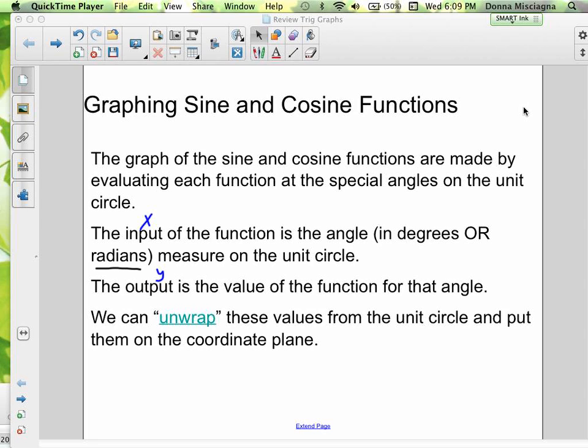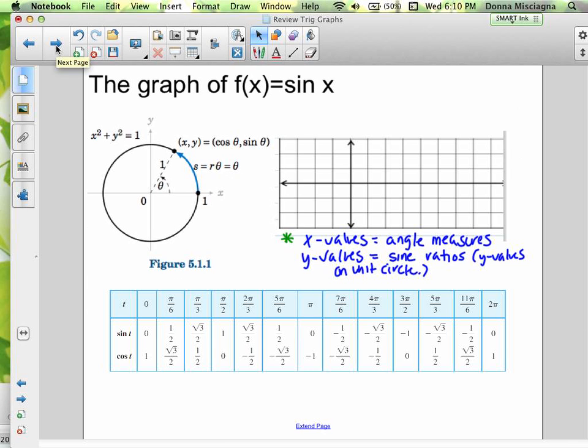The input of the function, the x values, are the angles, and we're going to work only in radians, right, as we're going around the circle. The output is the value of the function for that angle. We can unwrap these values from the unit circle and place them on the coordinate plane. And that's what we're going to do. Let's start off with the easy values, and then we'll work our way to some other values as well.